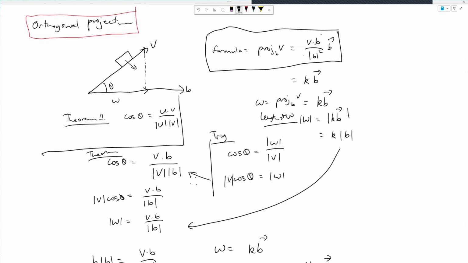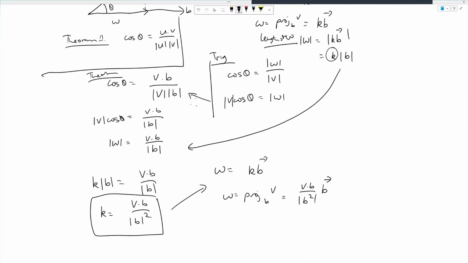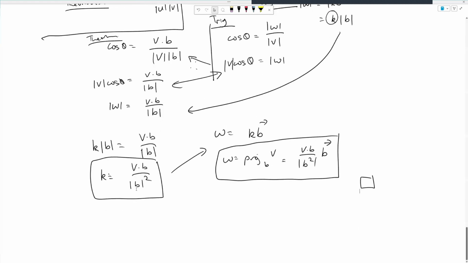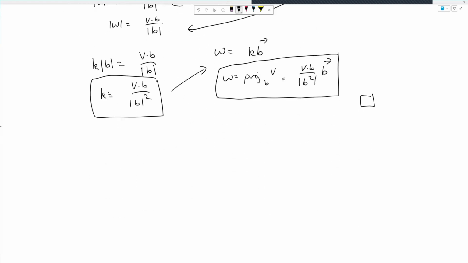What we're trying to do is, because we know that W is some constant times the vector B, we're trying to solve for this constant over here. We put it back into this formula here, which we found by combining these two, to find what K is. We know what K is now, because we moved this |B| down over here, and then we found what W is, and therefore that is the final proof, as required. Super complicated, and you'll probably never have to prove that, but it's good to know that it's not just some formula that came out of thin air. Cool. So that's orthogonal projection.